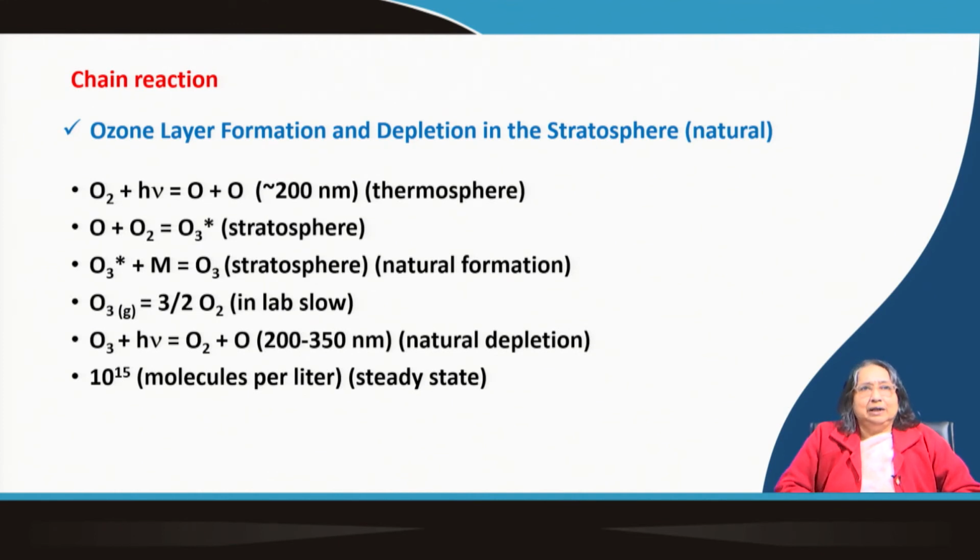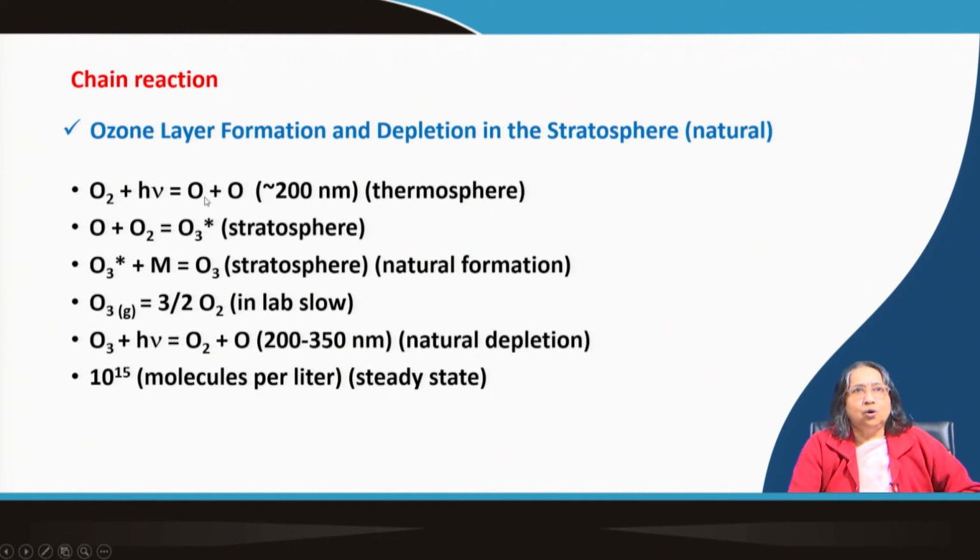It is a very interesting thing: the ozone layer is present in the stratosphere. Naturally it is produced in the stratosphere. How is it naturally produced? By a series of reactions. In the stratosphere there is oxygen, and then a high energy photon comes and breaks it into O and O. You see such a high energy, it is 200 nanometer from the thermosphere. So, in the thermosphere it is happening.